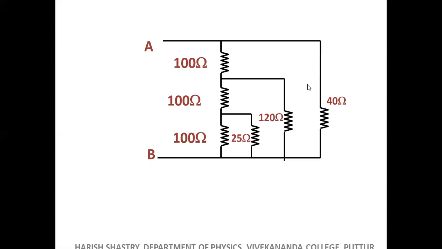Will you replace the last 40 ohm in parallel with the 100 ohm? Is it in parallel? Shall we start from the 120 ohm that is in between, in parallel? Or shall we start with 25 and 100? Now, which is better? Better means which is correct.